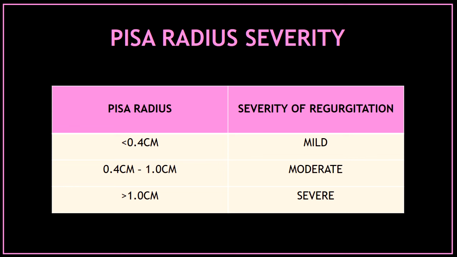Now, severity ranges according to PISA. A PISA radius less than 0.4 centimeters is consistent with mild regurgitation. A PISA radius between 0.4 and 1.0 centimeters is consistent with moderate regurgitation. And a PISA radius more than 1.0 centimeters is consistent with severe regurgitation.